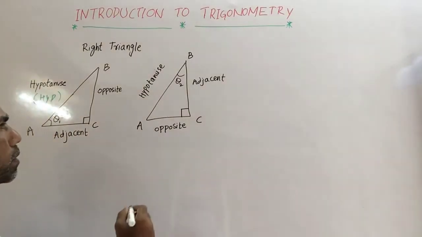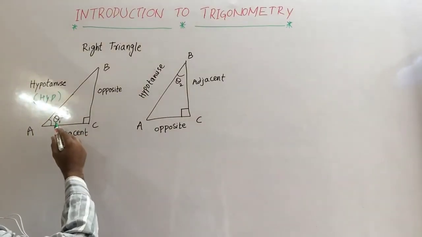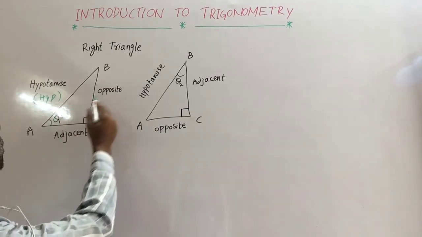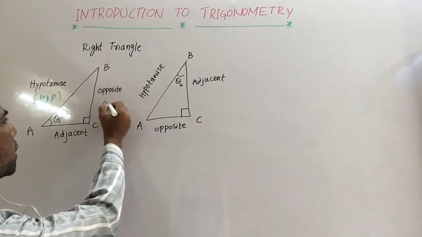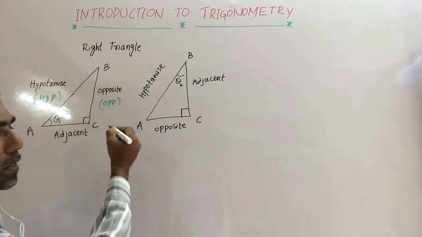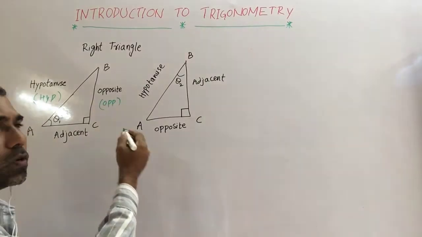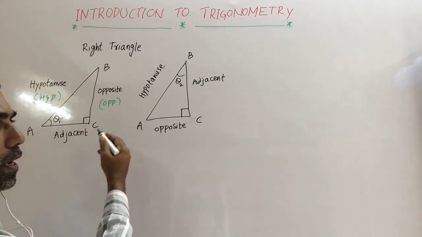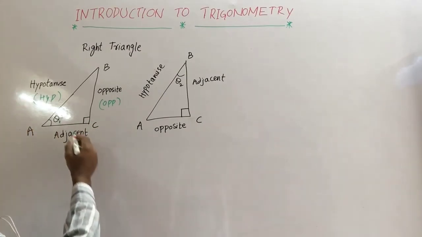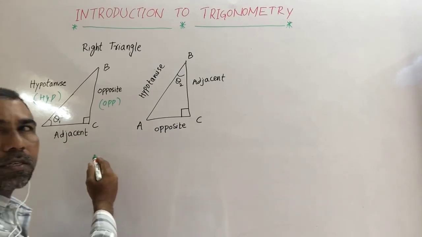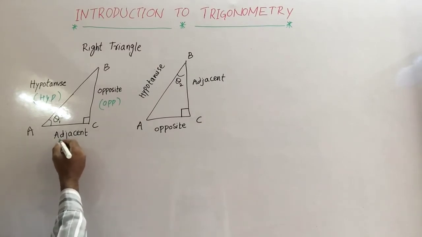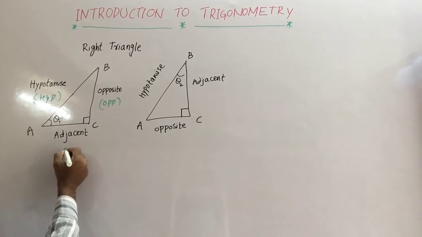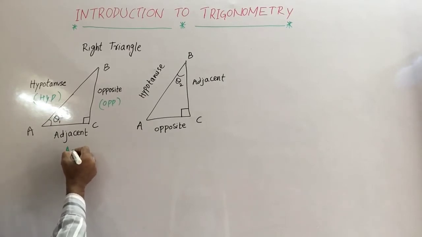Similarly, if you consider the angle θ1, the side opposite to θ1 is BC. You can represent it as opposite side. It is always opposite to the theta we are considering, the angle we are considering. And AC is the adjacent side to θ1, as it is adjacent to the theta angle. So we will represent it as ADJ or adjacent.